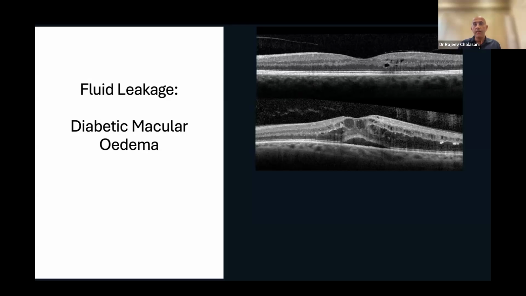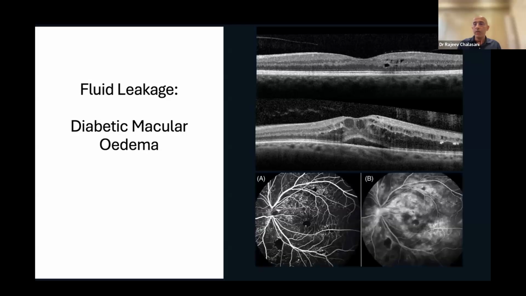And you can sort of understand here how, with the fluid disrupting the normal anatomy of the macula, that the patient would have significant symptoms, most typically blurred vision or distortion, or straight lines starting to look wonky. So this is the most common way we assess for diabetic macular edema.